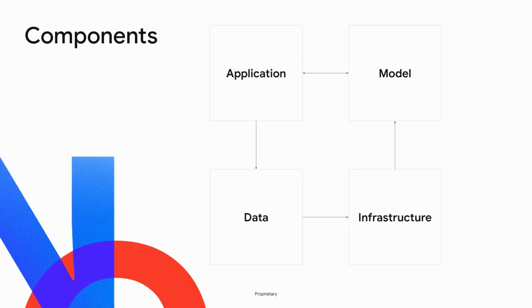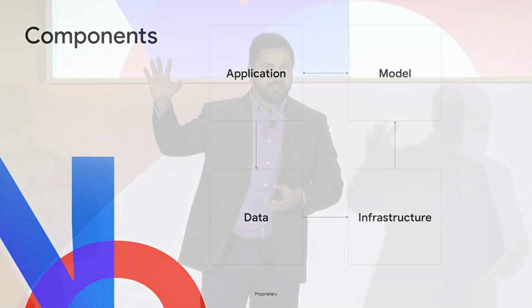And as we talk about these risks, we're going to use this framework of four component boxes. So starting from the bottom left, we're going to talk about data components, application components, model components, and infrastructure components. This is how we at Google are evaluating risk and establishing controls, and we think this will be good for the rest of the industry as well.